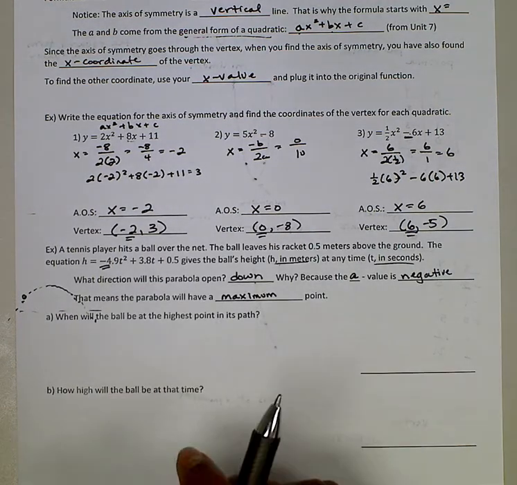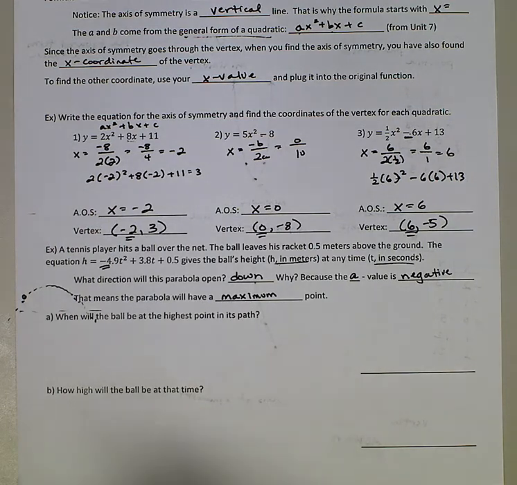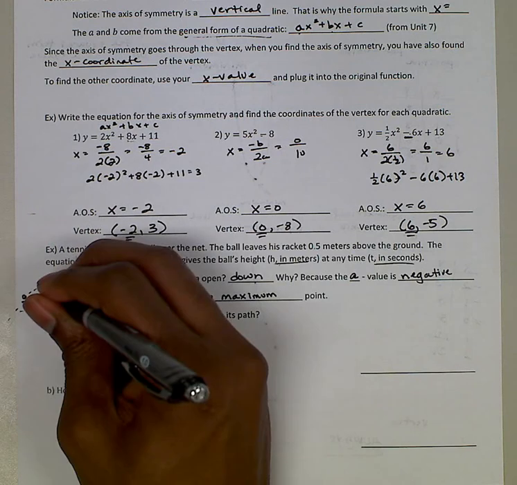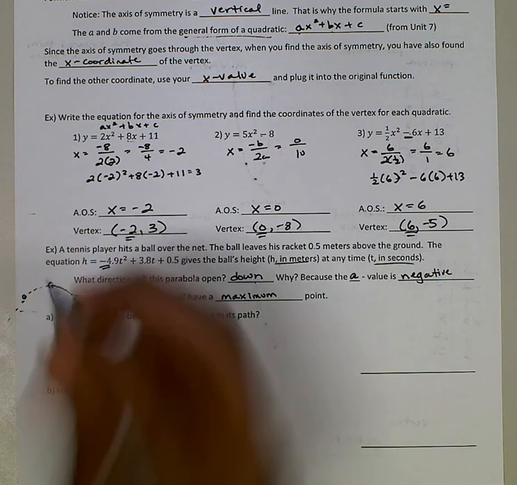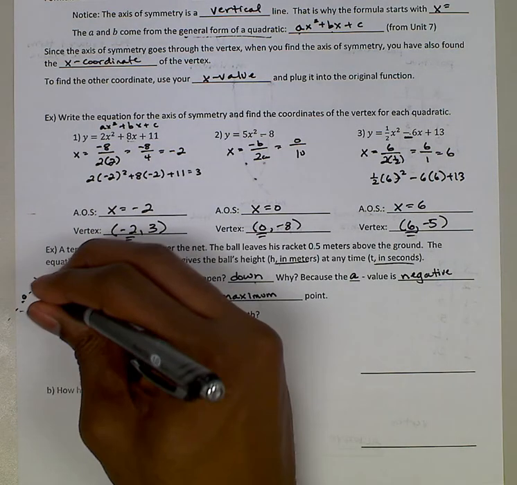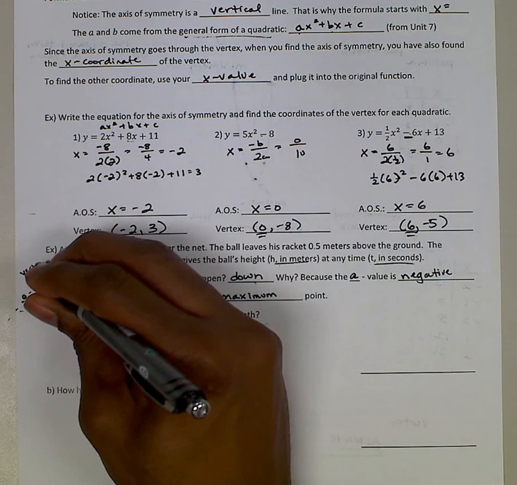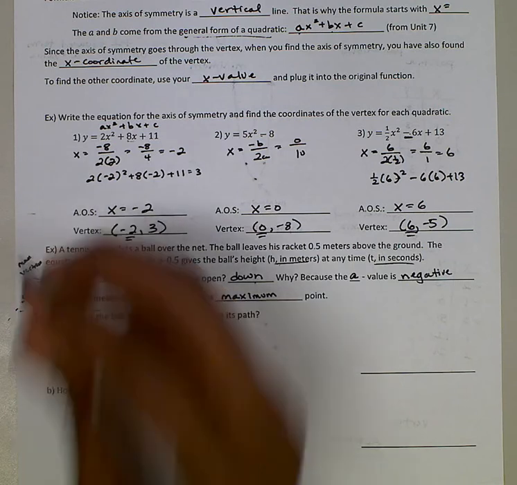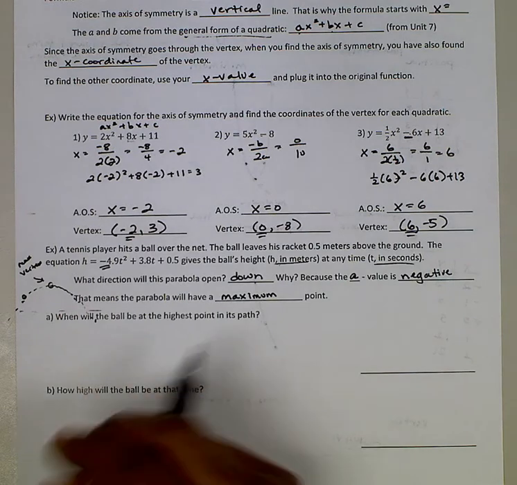Let's talk about when the ball will be at the highest point. Okay, when will the ball be at this highest point? Well, based off of this diagram, it'll be at its highest point here, at the vertex. Okay, the vertex known as the maximum. But it doesn't say how high it's going to be. It says when will it be.